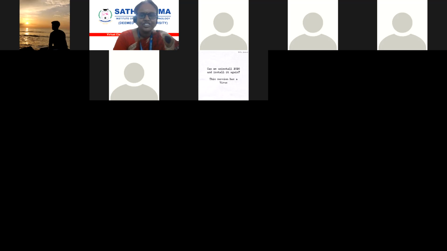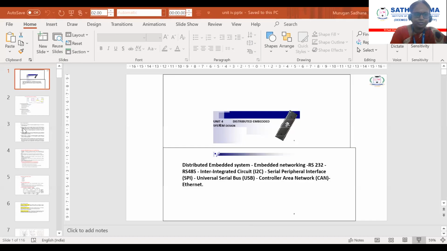Okay, Jayashree, yes ma'am, what question have they given? Explain the necessary sketches to enable intra communication among peripherals using I square C bus, ma'am. They have asked for the I square C diagram, ma'am.